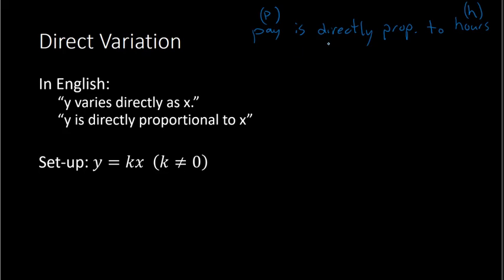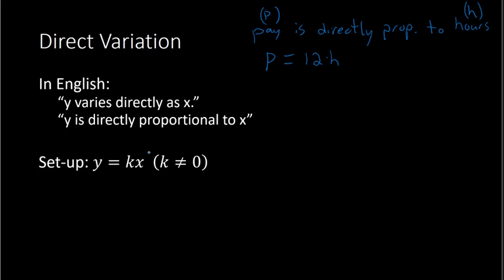Okay, so our equation, as we showed in the previous slide, was P equals, and there was a number there, and that was the number 12. Okay, because 12 was our constant, right? That's what we multiplied to get from the hours to the pay. So it's 12 times H.